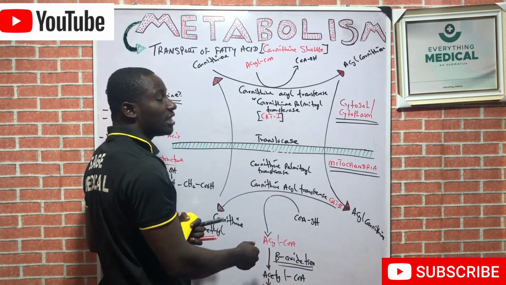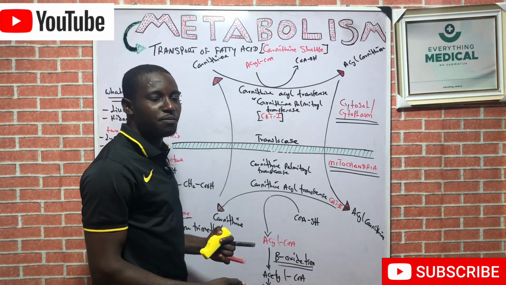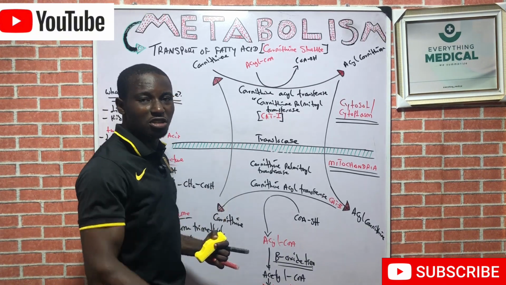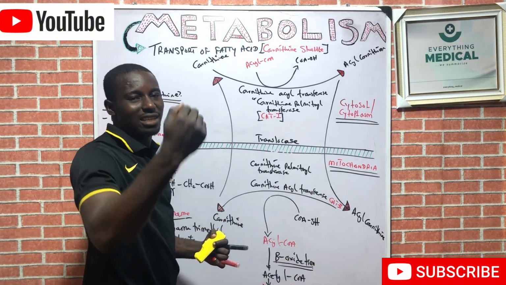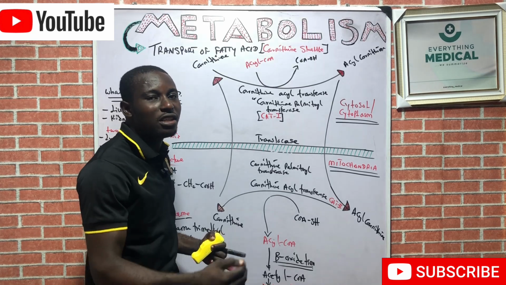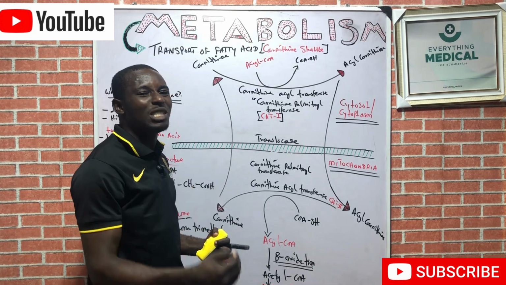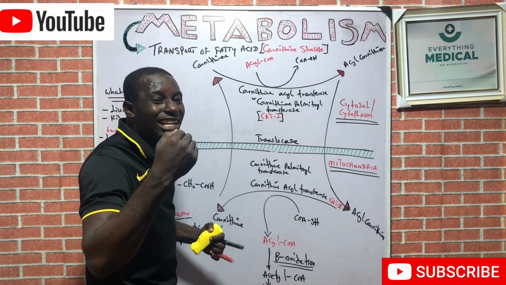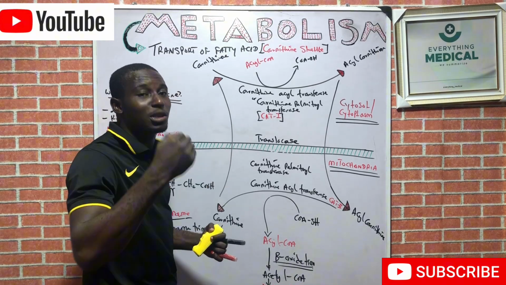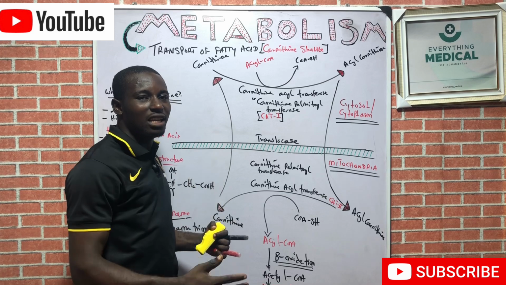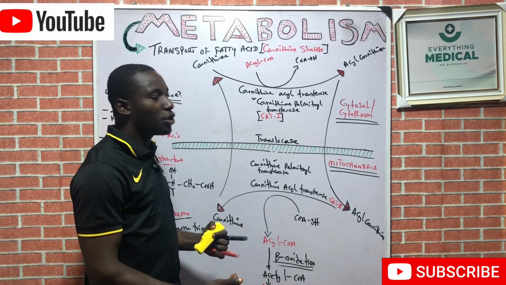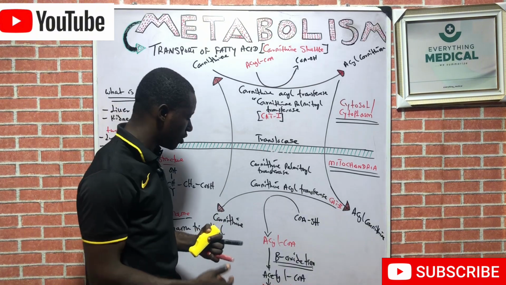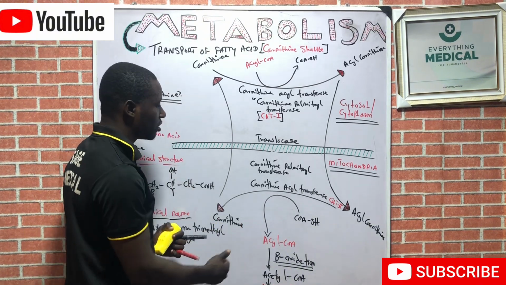If carnitine should be deficient, automatically there will be no beta oxidation. And once there's no beta oxidation, there will be no production of acetyl-CoA. That means the person will always be in a hypoglycemic state, because the energy that is needed for tissue respiration will be channeled into glucose pathways, because fatty acid energy helps as well in tissue respiration. So that is how it works.